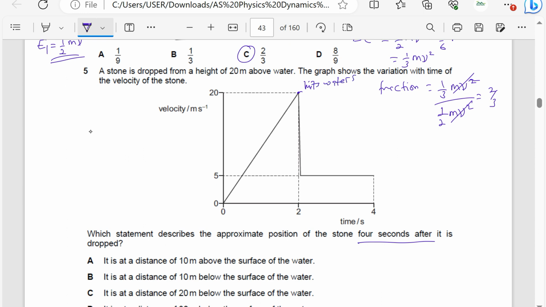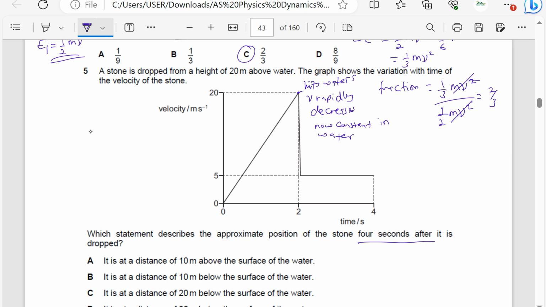It hits the water. That's why the velocity rapidly decreases to 5. So it hits the water and v rapidly decreases. And now it is constant. So if it is constant, now it must be in water. V decreases, now constant, in water. If it hits the water and v decreases, and we are now seeing a constant velocity, so it is now in water.